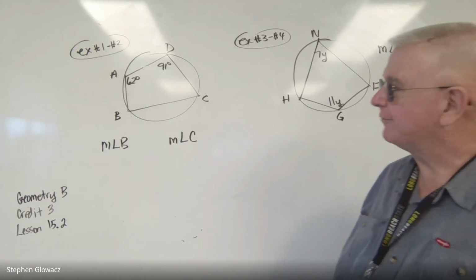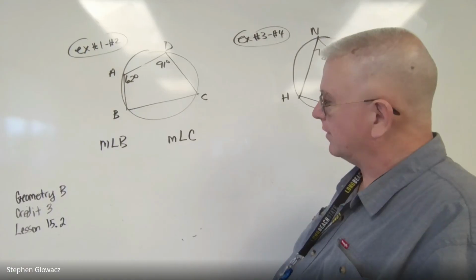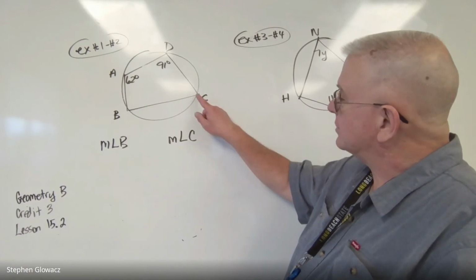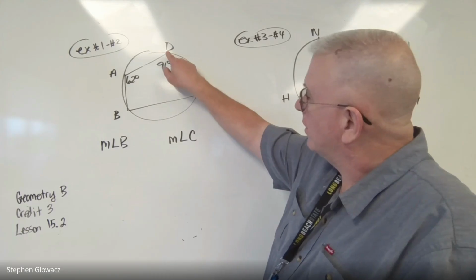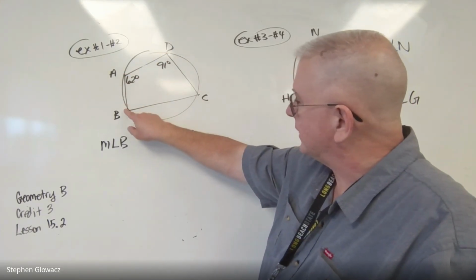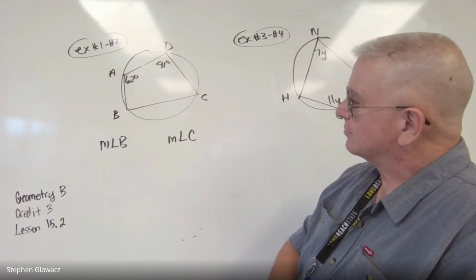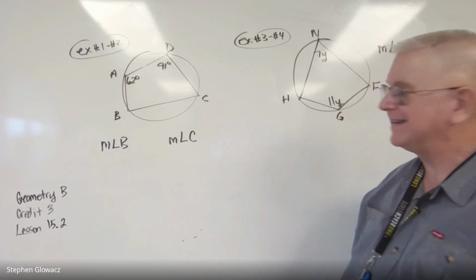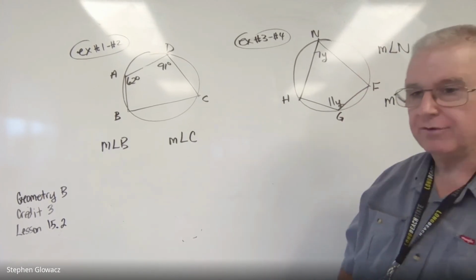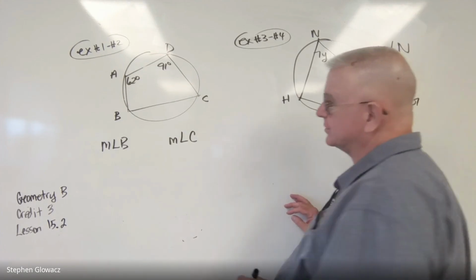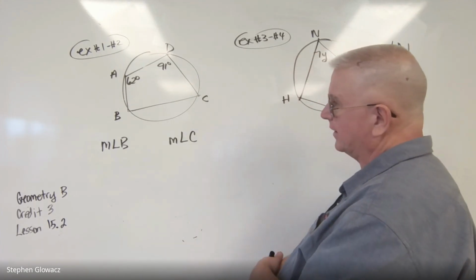One thing we have to know about an inscribed quadrilateral, well, first of all, inscribed just means all four vertices are on the circle. And something also about inscribed quadrilaterals, the opposite angles are supplementary. So the opposite angles are supplementary, meaning they add to 180 degrees.